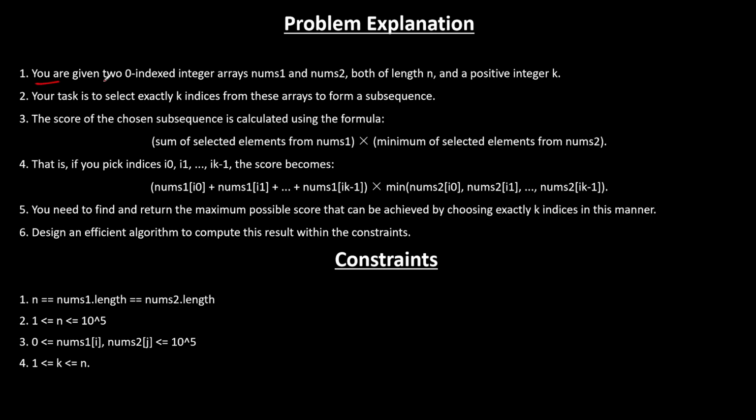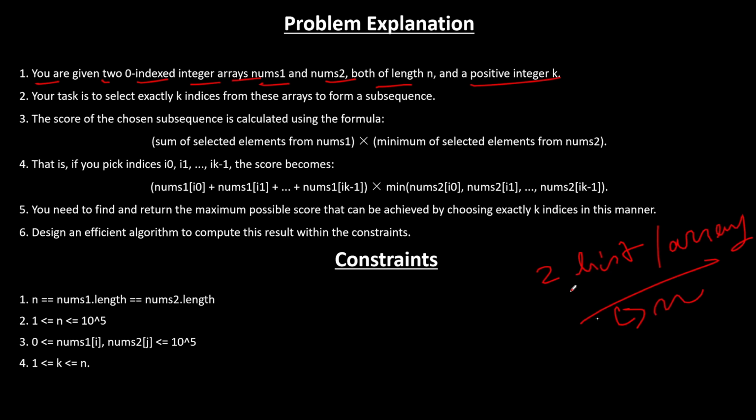So you are given two zero indexed integer arrays called nums1 and nums2, both of length n, and a positive integer k. So we are given two lists, or arrays, of length n, and a variable k is also given. Our task is to select exactly k indices from these arrays to form a subsequence. Basically, k helps us to take a subsequence from the given array. The score of the chosen subsequence is calculated using the formula given below.